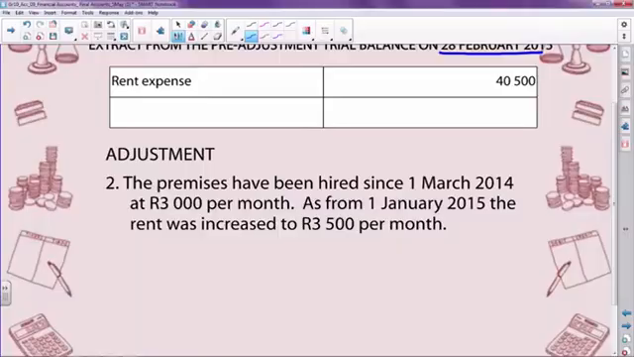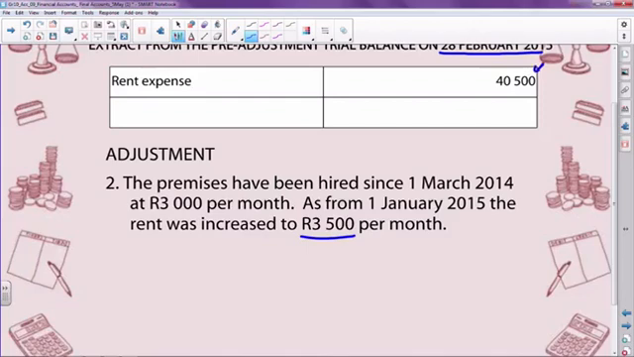The premises have been hired since 1 March 2014 at 3,000 Rand per month. So that is the monthly payment. But now, what happened? As from the 1st of January 2015, do you see it's a couple of months later, 10 months later, it went up. The rent increased to 3,500. But now, I'm giving you a total expense of 40,500.